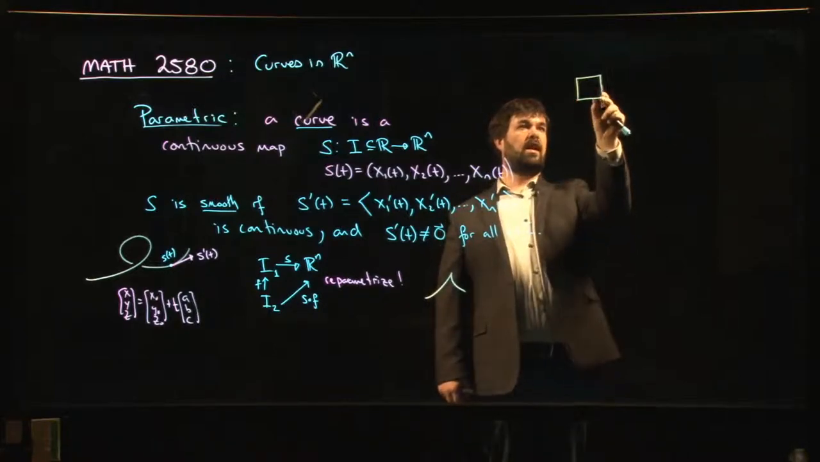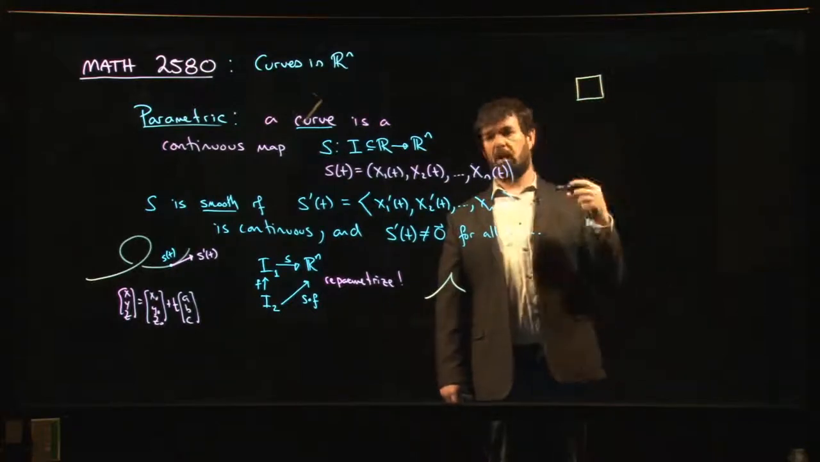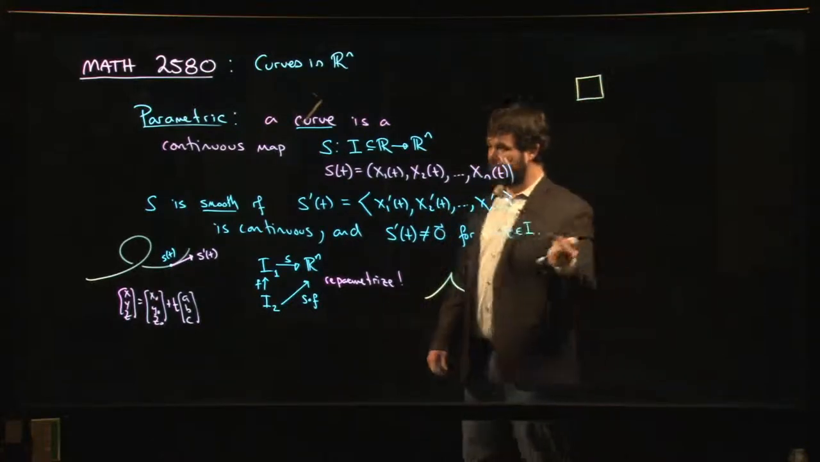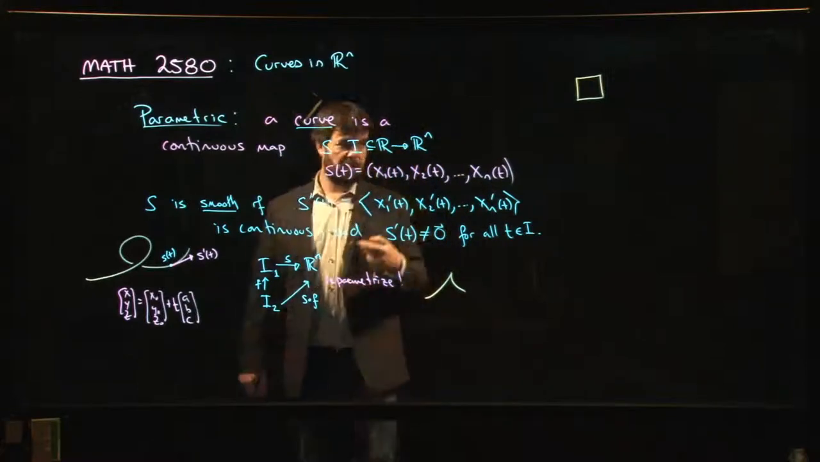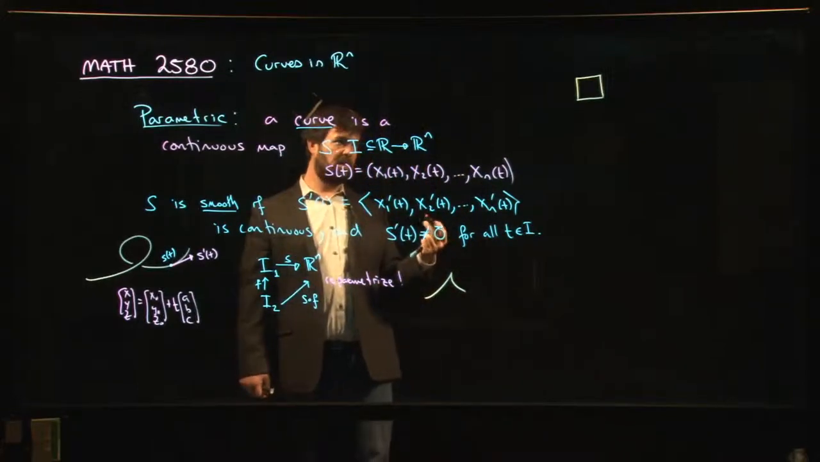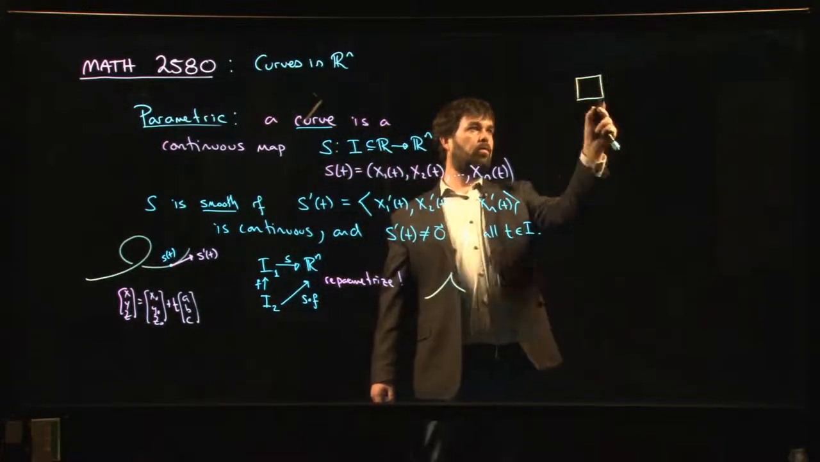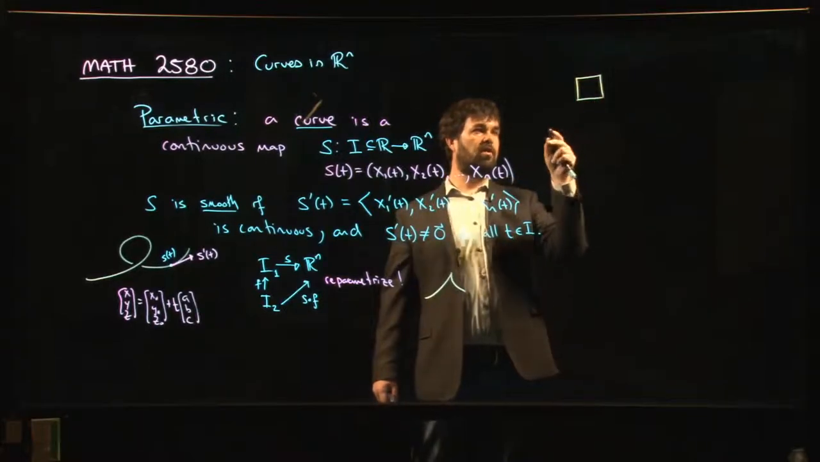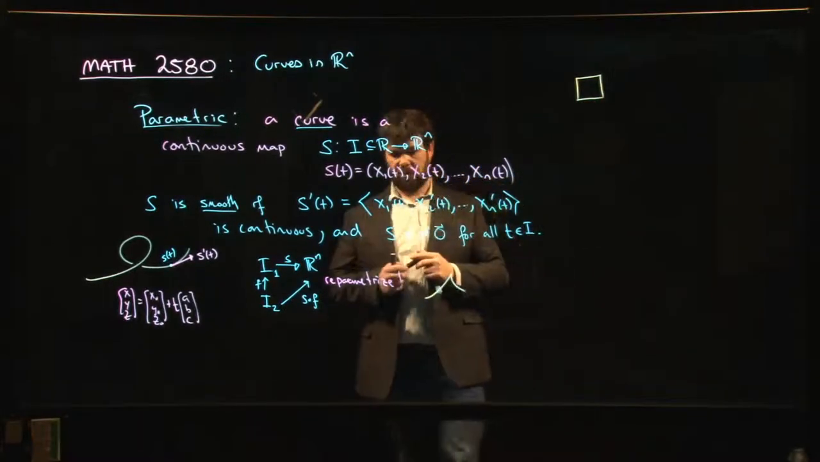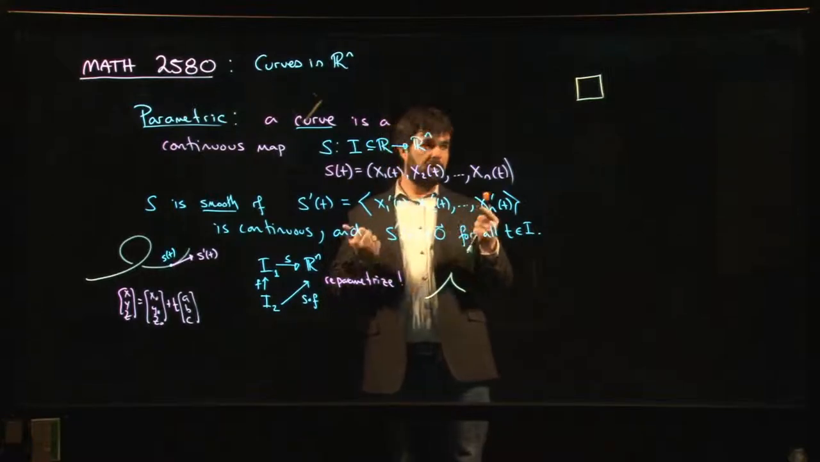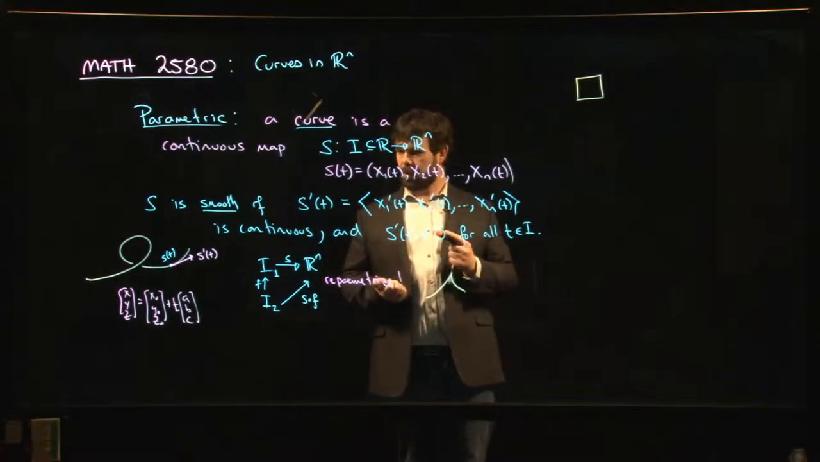Well, a rectangle you can think of as a union of four line segments, right? And each of those line segments is a smooth curve. There are corners, right? So we wouldn't consider this smooth. You can't go all the way around as a smooth curve because there are four corners, but it is piecewise. It's a piecewise smooth curve made up of four pieces.